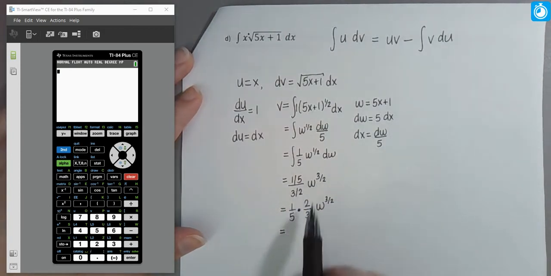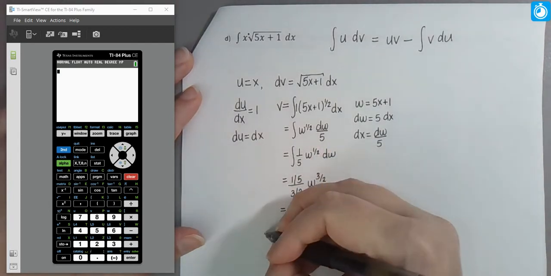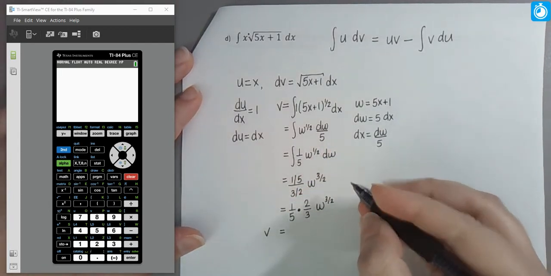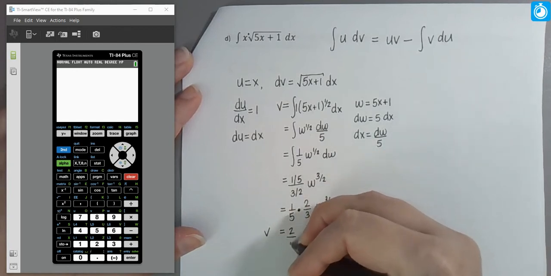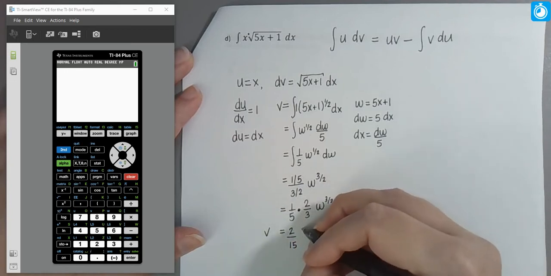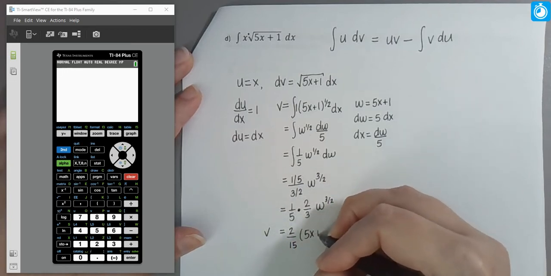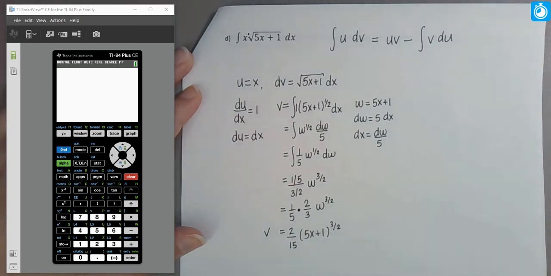And so we can clean up the coefficient, and then we can resubstitute in terms of x, and that will be our value for v. So the coefficient: numerator is 2, denominator is 15, and then w is 5x plus 1, so that's going to be 5x plus 1 raised to the 3/2.